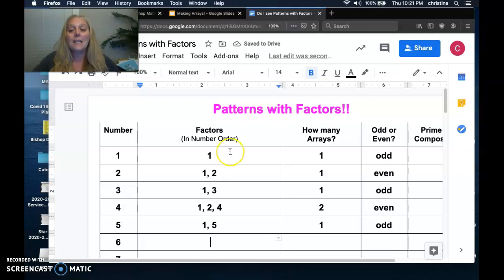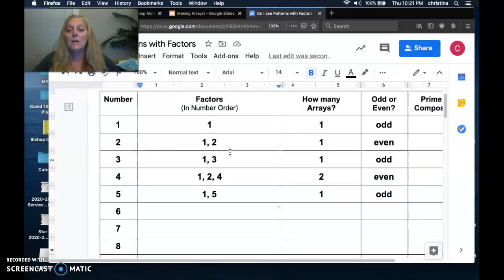When you get to 6, I'm just going to scoot this down a little bit. 6 has more than 1 in itself. You can do 1 times 6, but you can also do 2 times 3. So one factor pair is 1 times 6. That's one array. Another factor pair is 2 times 3. That's a second array. So 6 is divisible by 2. It has a factor of 2, and it's a multiple of 2. That's why it's even. And then, of course, the pattern continues with 7 with just two factors. That's going to be one array. That makes 7 odd.